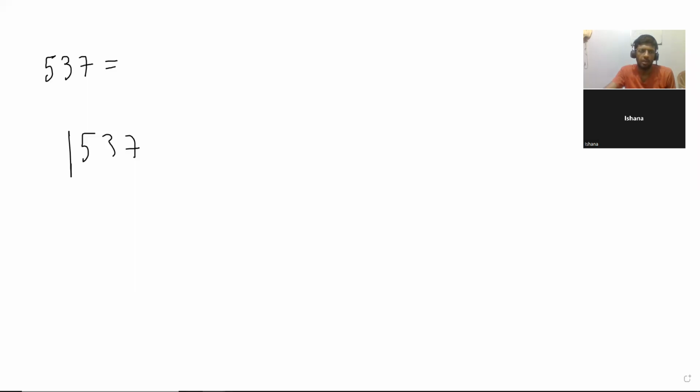Yes. Okay. So we want to write this in powers of 6. So what is it that you get? 6 times 89 is 534, plus 3. Then we just take this dividend that we got and we divide it again by 6.